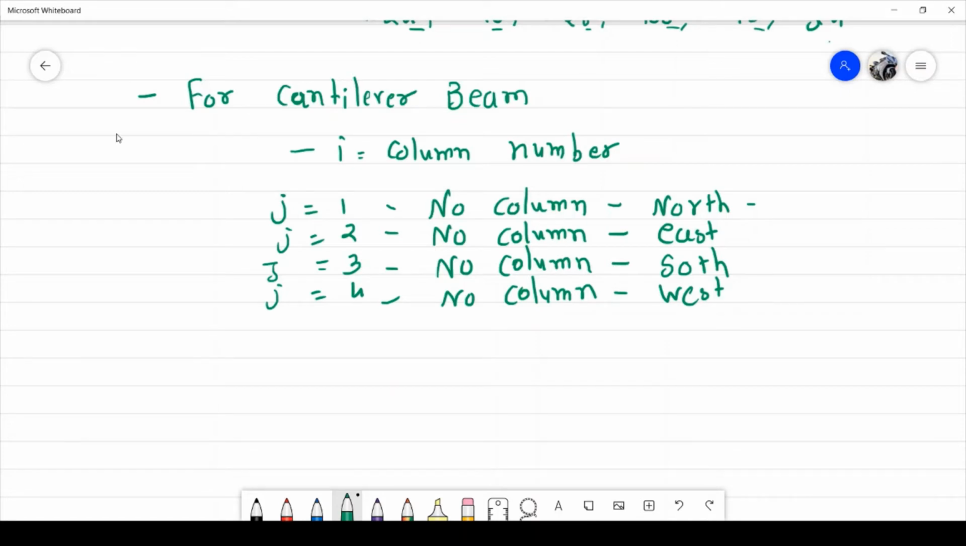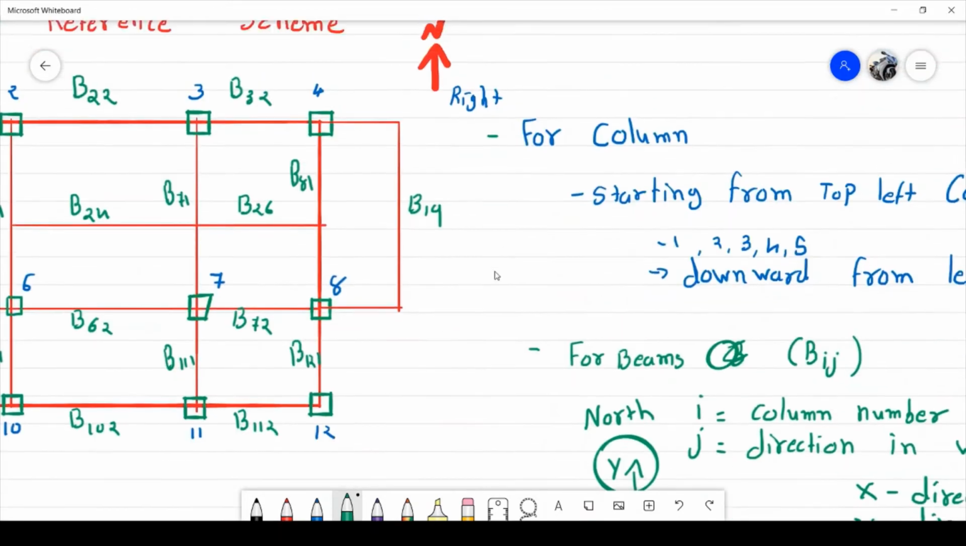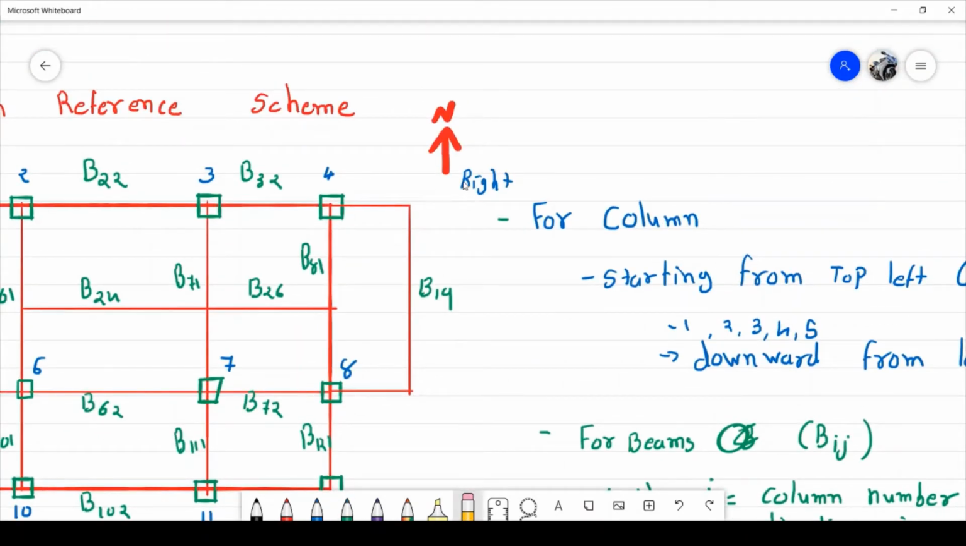So let's write it here. Okay, I erase it. Okay, here is the north direction, south, east, and here is west. So for the north direction, no column is 1, east is 2, south is 3, and west is 4. Okay, so for this cantilever beam, on the east side there is no column, on the west side we have a column. So B42, B82. Okay, here is the column reference scheme.